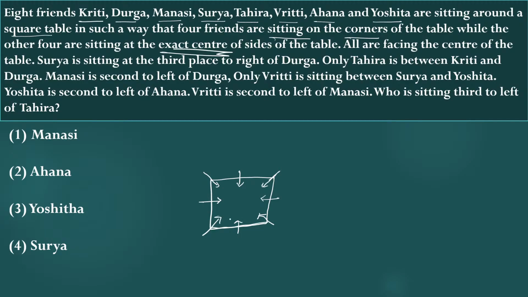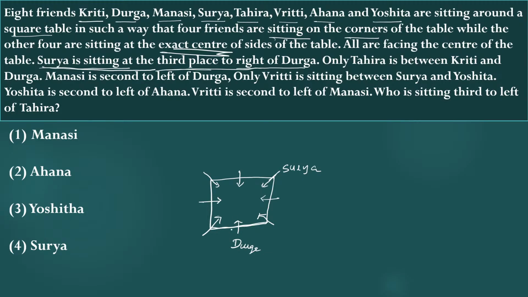And see the question here. Surya is sitting at the 3rd place to the right of Durga. Suppose I am taking Durga is here. Surya is 3rd place to the right of Durga. So, this is the 1st place to the right of Durga, 2nd place, this is the 3rd place. I am writing Surya.